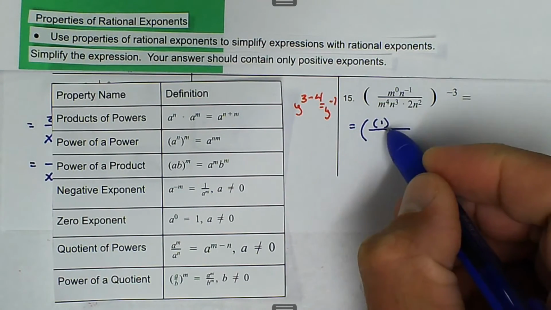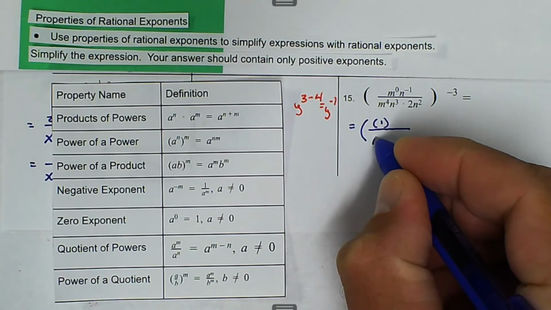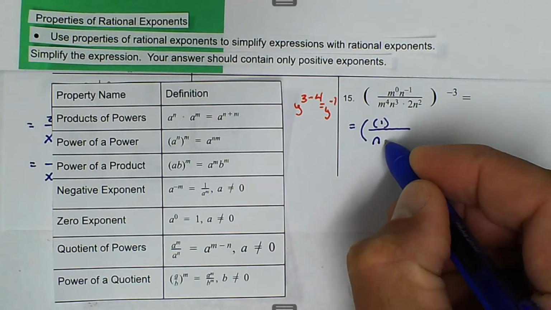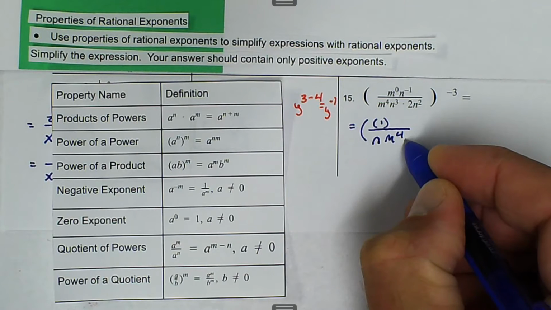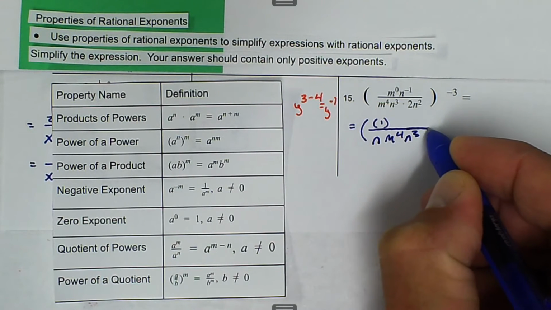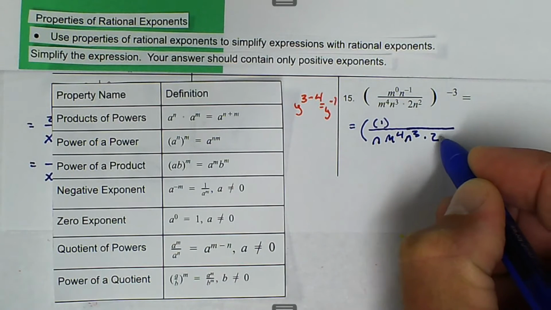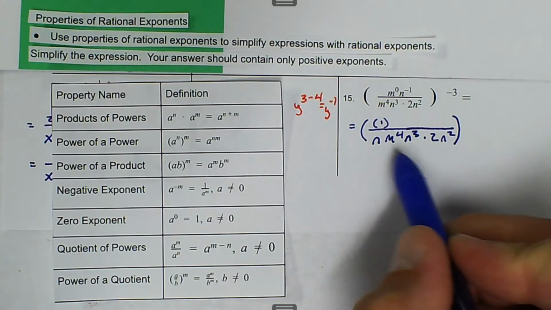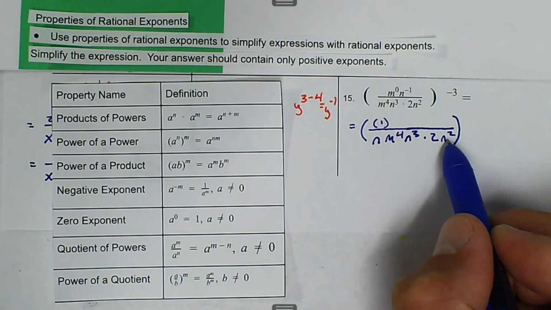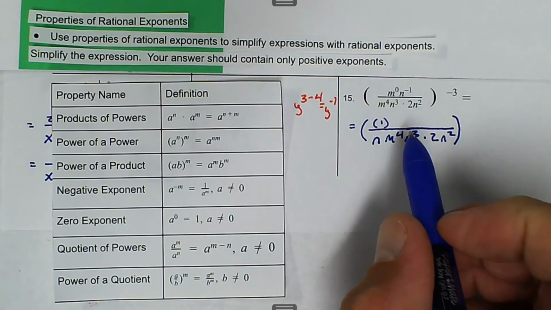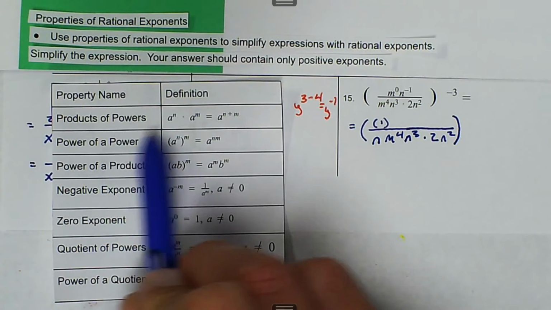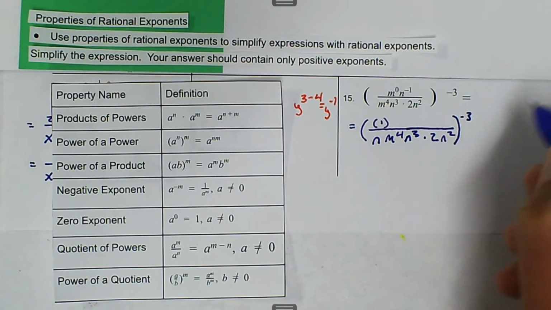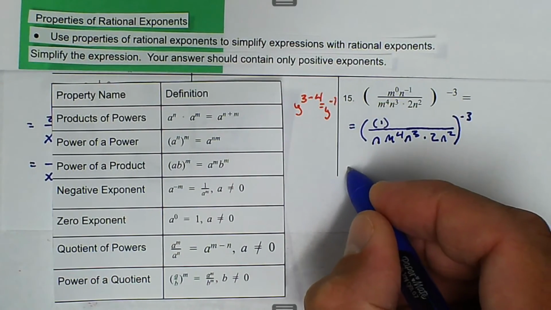We have an n to the -1, so I'm going to move that to the denominator and make it positive. Then we have m to the 4th, n third times 2, and then n squared. Now in the denominator here we have n to the 1st, n to the 3rd, n squared, all joined by multiplication. So that's product of powers, so I can add all those exponents. I want to make sure I remember the -3 out front, or as the exponent.